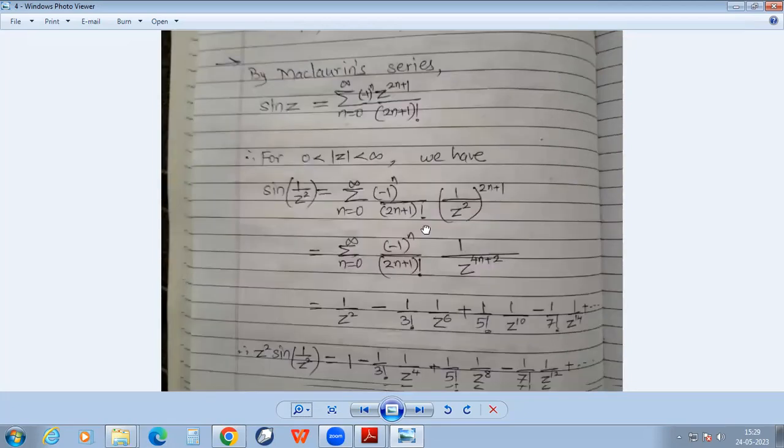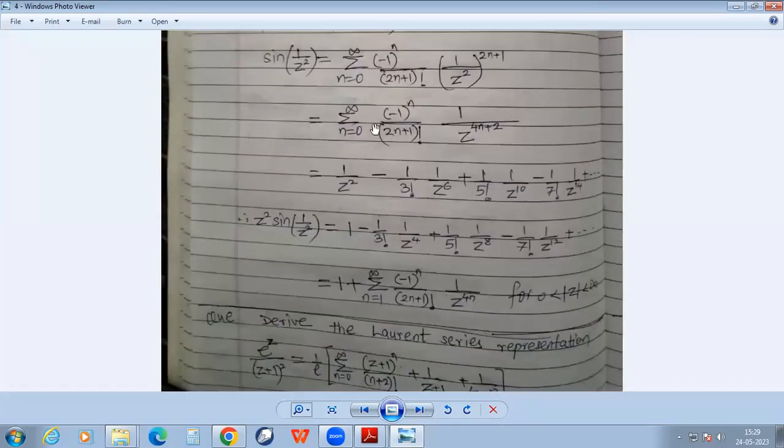So I hope there is nothing. And once you expand it, what do you find? If I put n equal to 0, I'll get 1 by z square. If I put n equal to 1, I'll be getting z raised to 6 and so on. So I think the calculation is quite easy. And then just multiply by z square, which takes you to this kind of thing.